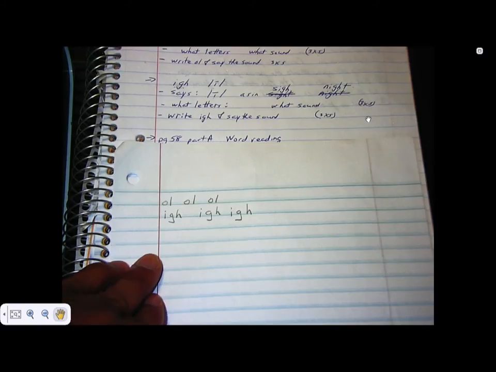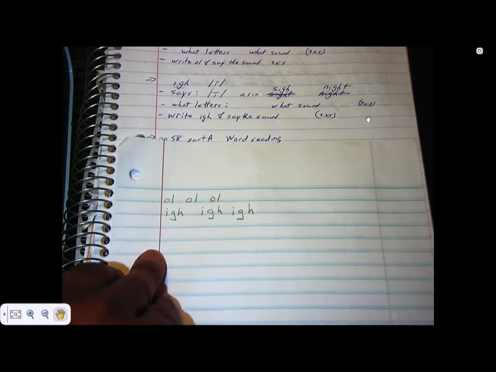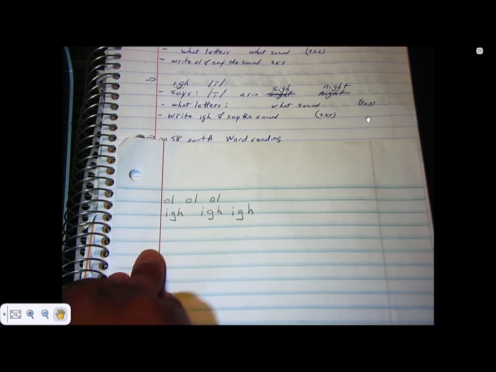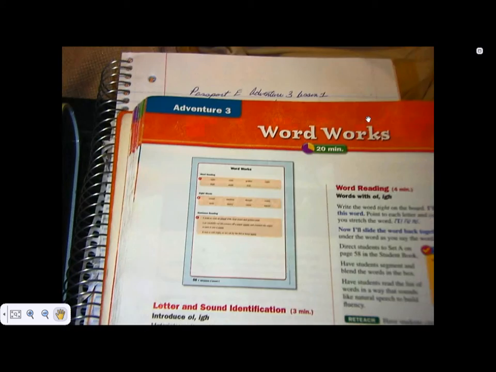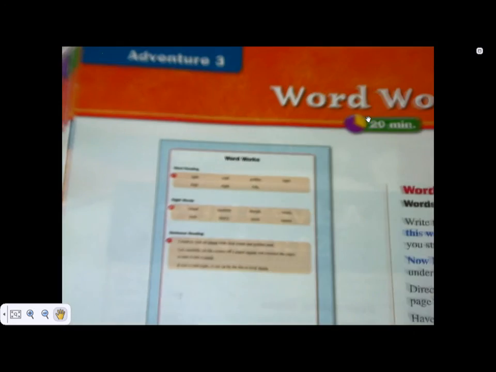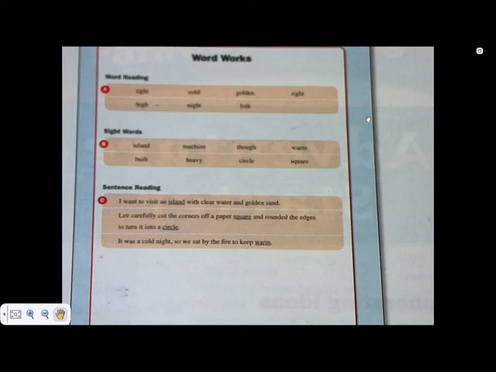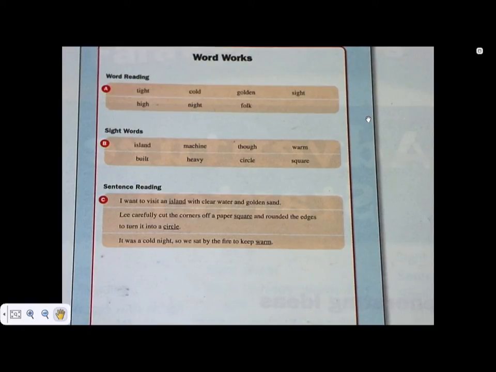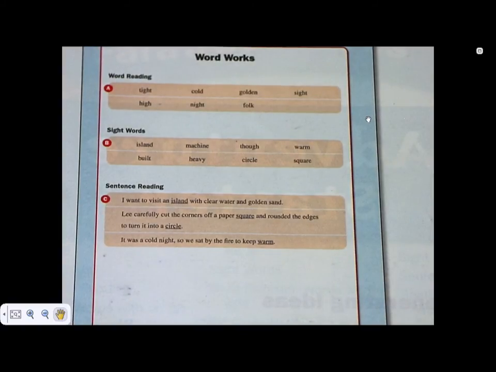Once you're done with that, look at part A, there's a red circle with a white A. We're going up there to part A. We're going to read those words, okay? The first time we read them, just like we have done in the past, we're going to say the sounds, then we're going to say the word. I have it on the screen, but you also have your book.